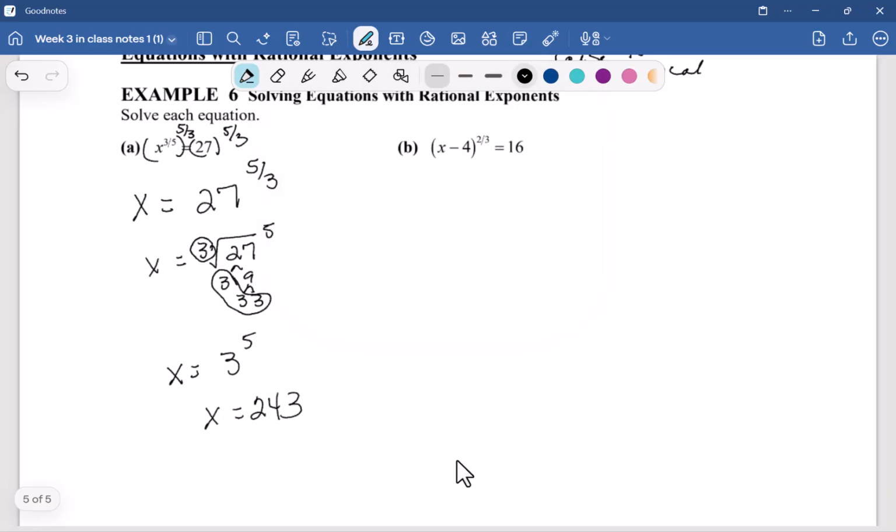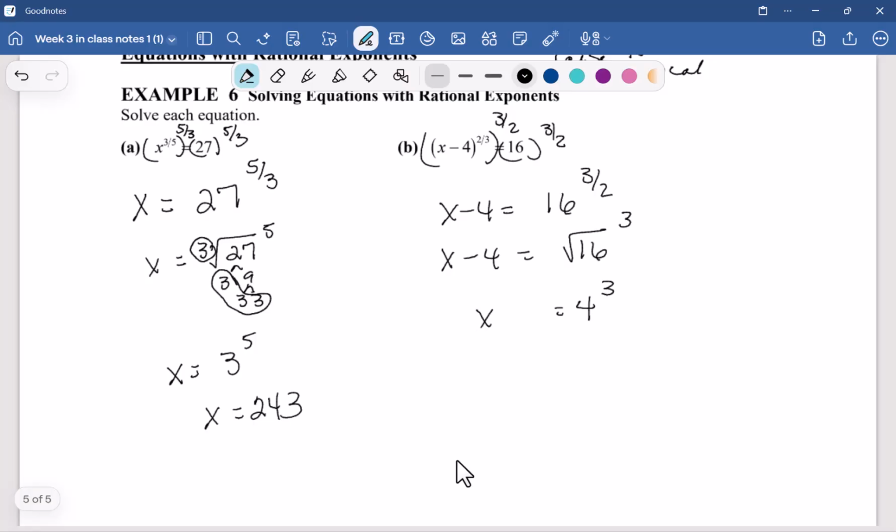Okay. This one, you raise both sides to the 3/2. So x minus 4 equals 16 to the 3/2. So x minus 4 equals the square root of 16 cubed. So the square root of 16 is 4, cubed, equals x minus 4. So x minus 4 equals 64. Add 4. X equals 60.